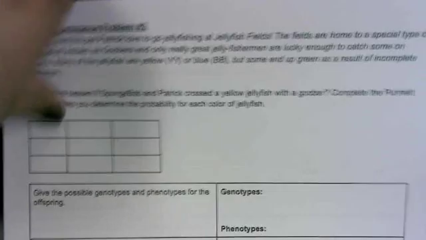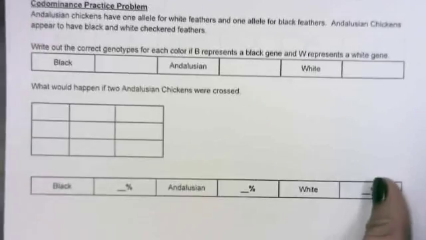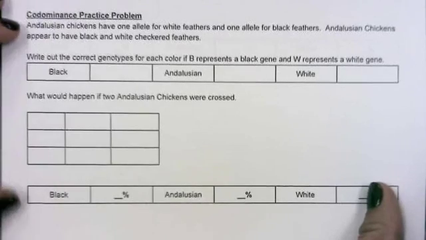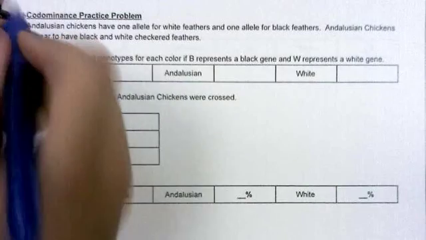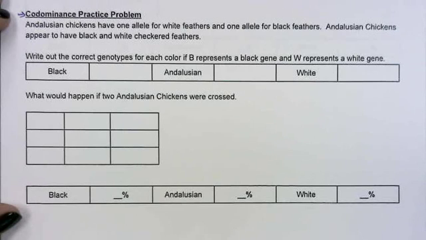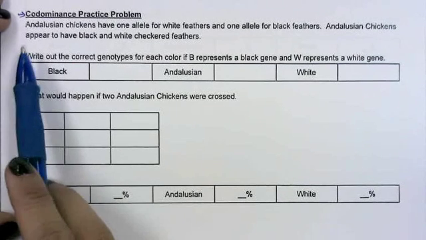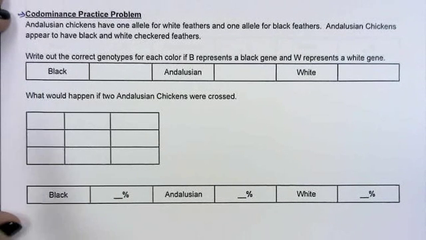Now the next thing we're going to look at is this sample problem, which is codominance. So again, codominance is the concept of teamwork. You're going to see both alleles present, and you'll see what happens to these. So Andalusian chickens have one allele for white feathers and one for black feathers. Andalusian chickens appear to have black and white checkered feathers.